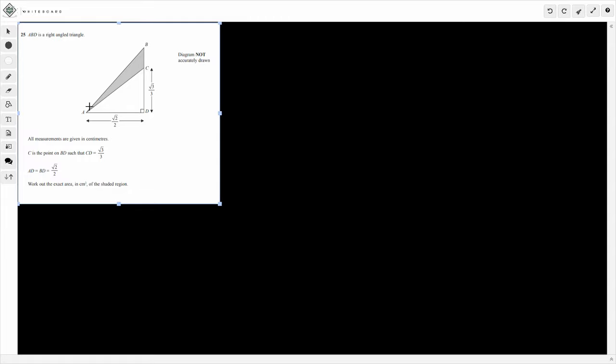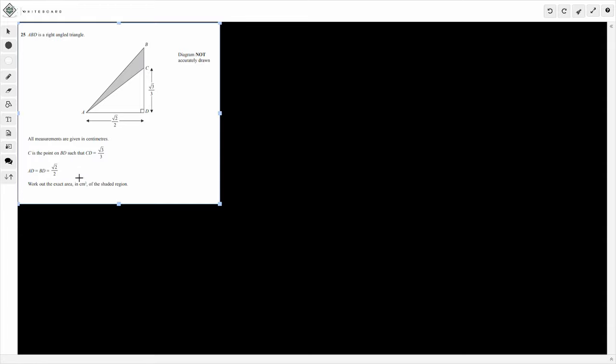Well, we can work out the area of the bigger triangle, and then subtract the area of the smaller triangle, because all that's going to leave me then is this shaded area. So let's have a go at working that out. Let's do the bigger triangle first. So that's A, B, D. Now you can't see it here, so make sure you read the question carefully, guys.